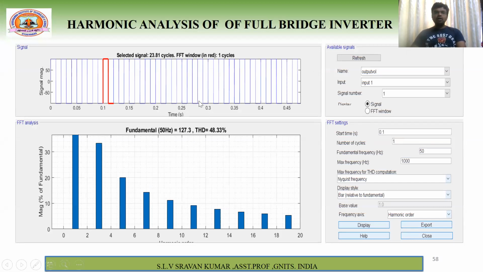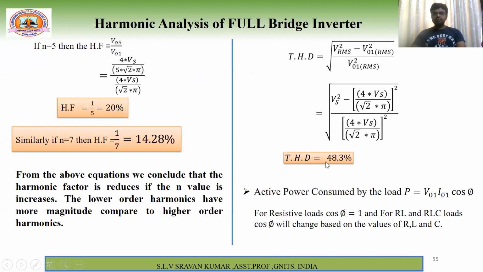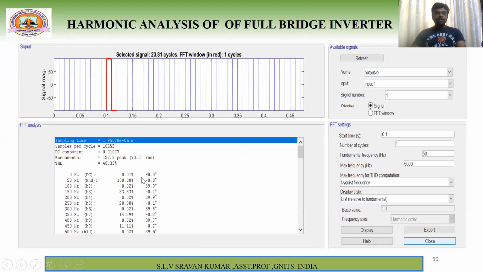Next, if you come back again here, I have done the harmonic analysis for the resistive load. For the resistive load, if you observe the voltage waveform over one cycle, what is the THD? 48.33. Already we have derived this. Coming to the harmonics: third harmonic 33, fifth harmonic 20, seventh harmonic 14.2.